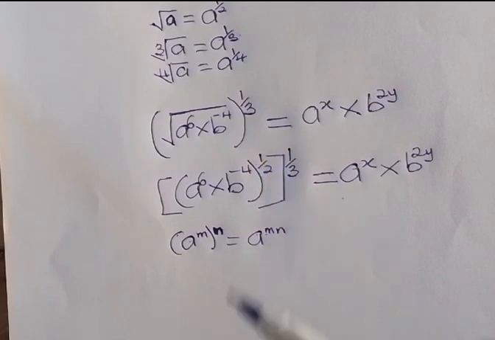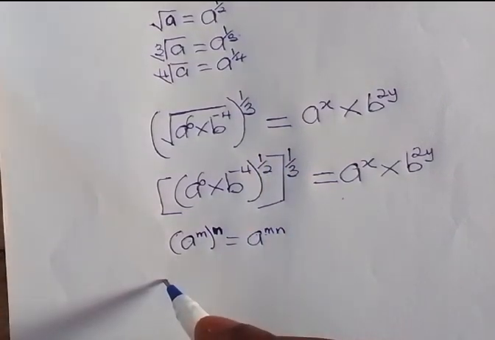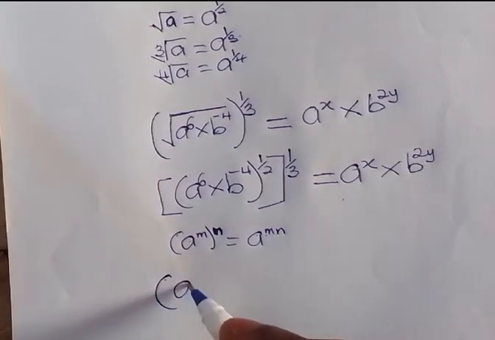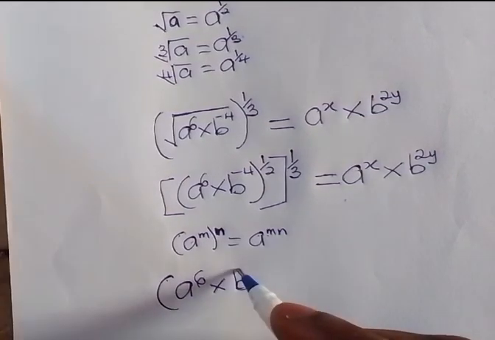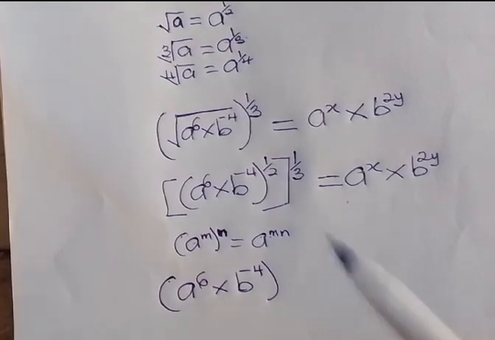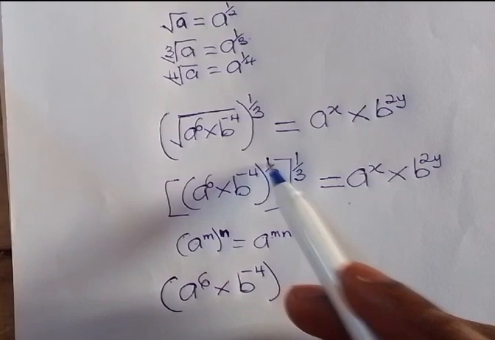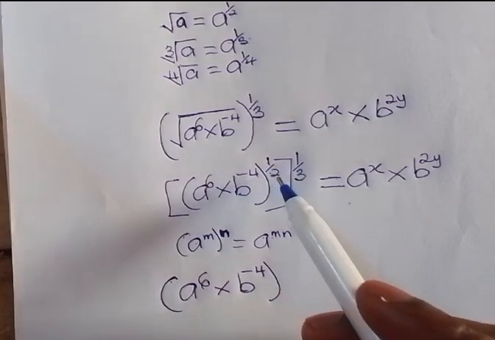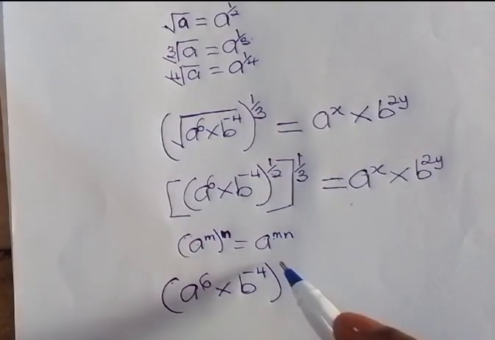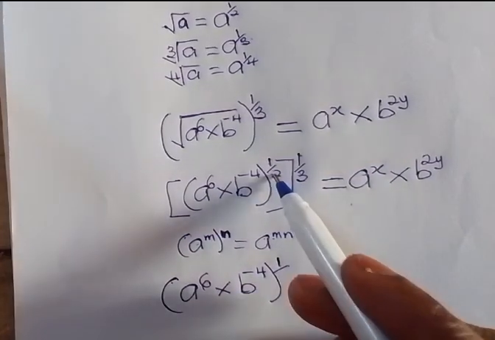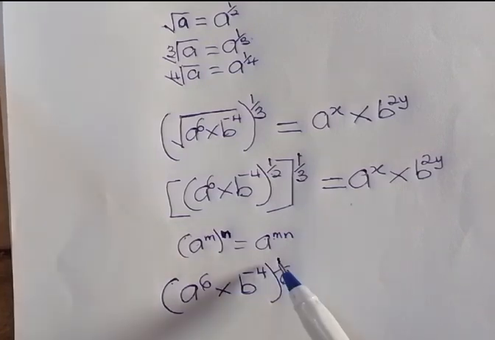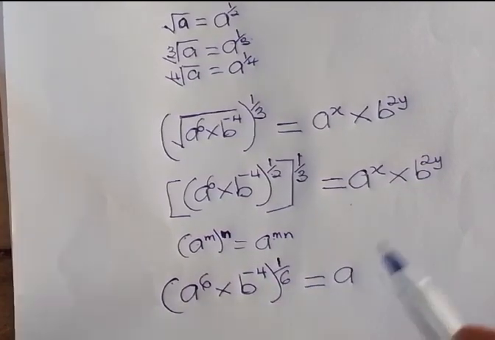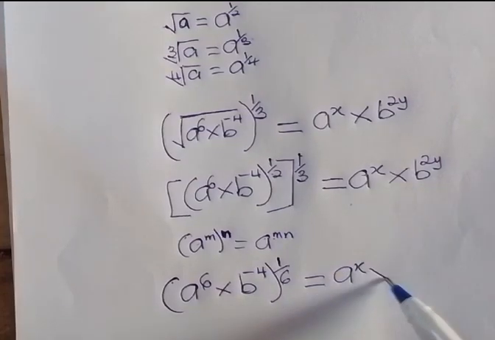If that is the case, then I can write a exponent 6 times b exponent -4. Since I am multiplying this, I'll multiply the numerators and then also multiply the denominators. So 1 times 1 gives me 1, all divided by 2 times 3, which gives me 6. So our exponent now is 1/6. Have you gotten that? And we keep on maintaining the right side. We don't want to touch it, so we maintain it as it is.